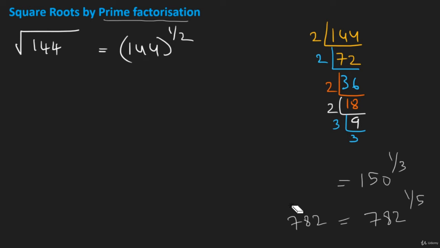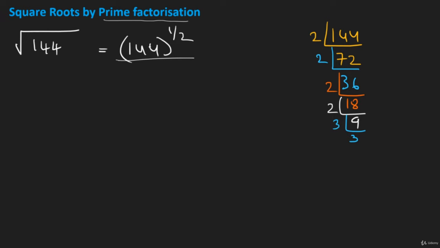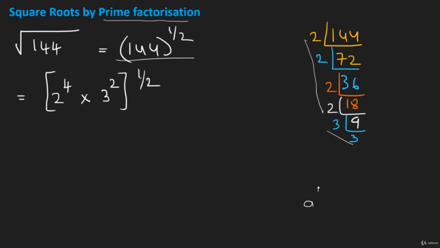Let's continue with finding the square root of 144. So over here, we have rewritten 144 like this. Now we know that 144 is 2 to the power 4 into 3 square. So let me use that over here. So this becomes 2 to the power 4 into 3 square, to the power 1 by 2. Now we know that a to the power m to the power n is equal to a to the power mn. Let me use that and take the 1 by 2 inside.